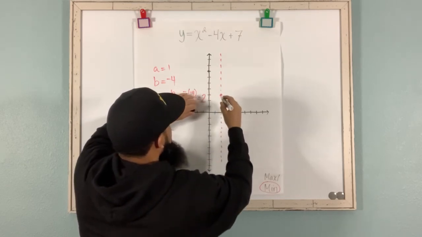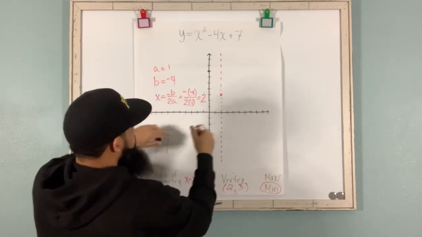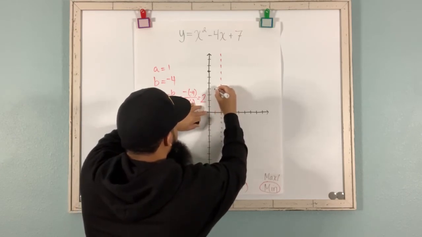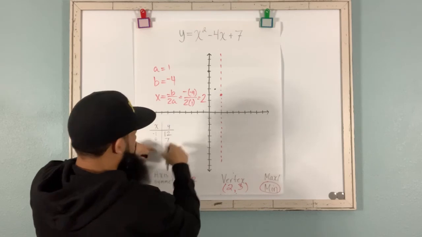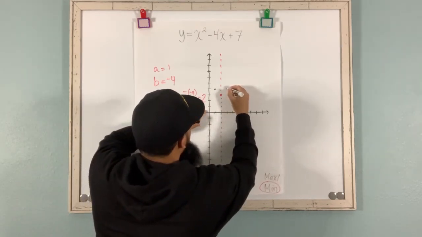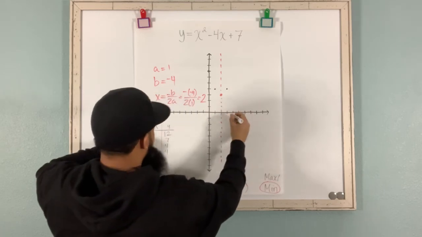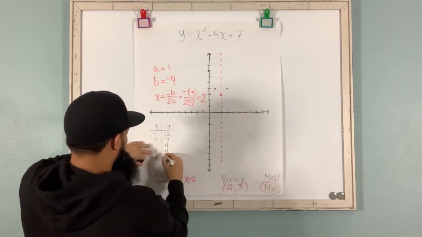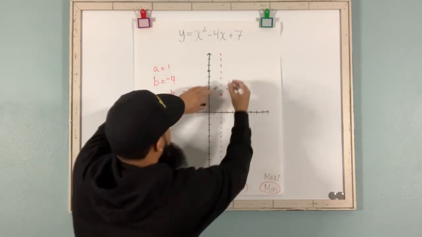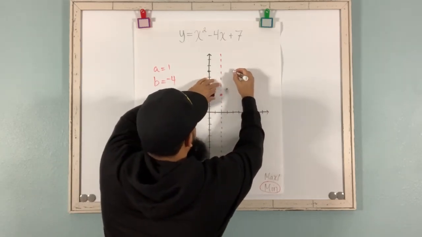So I have 1, 4. I already have 2, 3. And then I have 3, 4. And then I have 4, 7. All right.